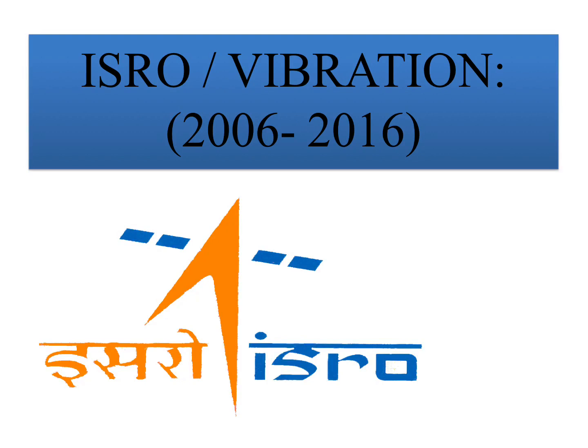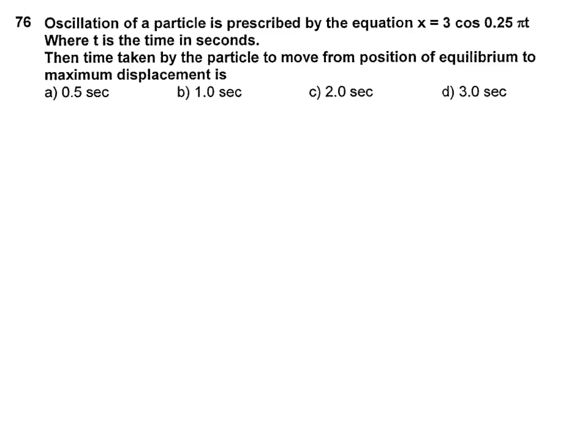This is Vibration Part 3, ISRO question paper. Question: oscillation of a particle is prescribed by the equation x = 3 cos 0.25πt, where t is the time in seconds. Then the time taken by the particle to move from position of equilibrium to maximum displacement is how much?